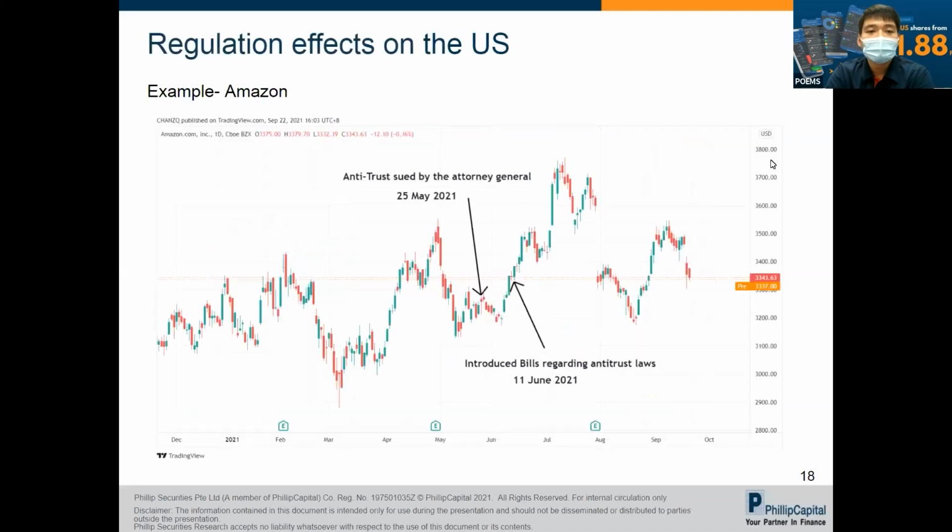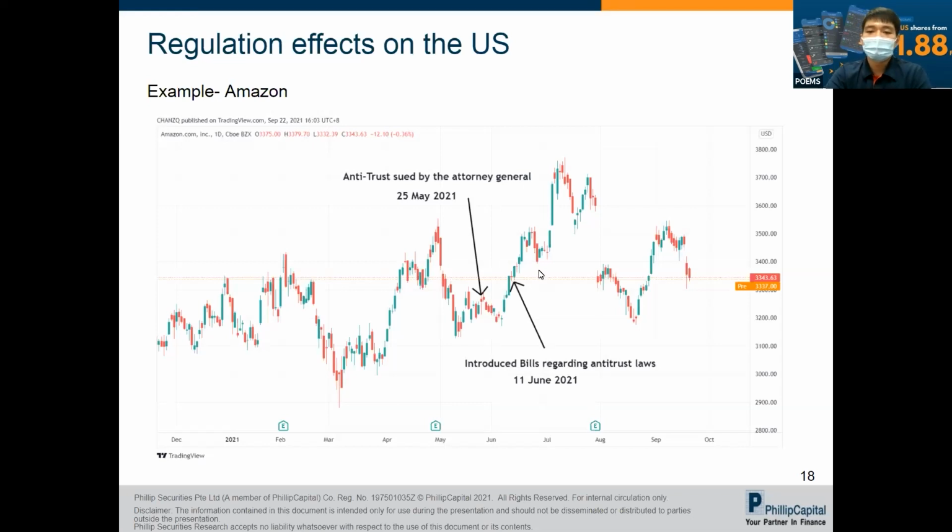Then for the US, I'm using Amazon to represent them. Similarly to Alibaba, they had some antitrust issue on 25th May, and their price was not affected much as compared to Alibaba. And when the US introduced bills regarding antitrust laws, the market did not seem to be too affected by it. When you look at China, whenever they talk about some regulatory issue, the market reacts very violently. As for the US, the market seemed calm.